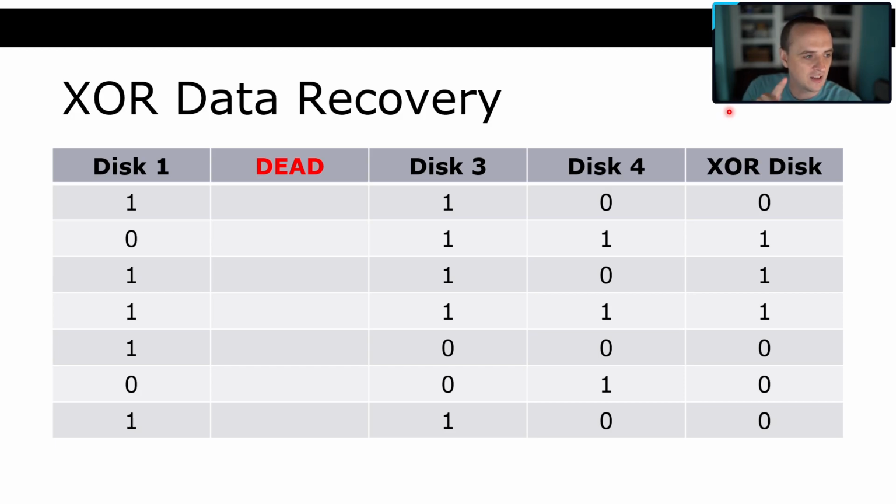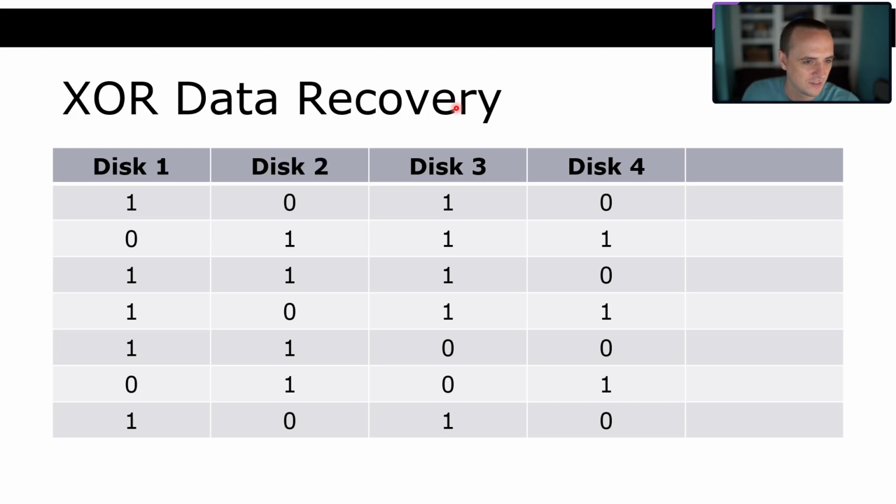So let's say my second disk here died somehow. What I'm going to do is go out and buy a new disk. I'm going to put it into this system, and I'm going to take all the other data, XOR it, and put it on disk 2. And what I have done is restored the original data that was on disk 2. You see how crazy that is? How simple that is, and how well it just works?